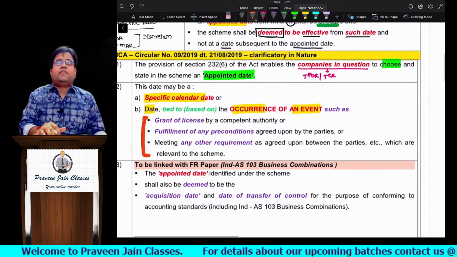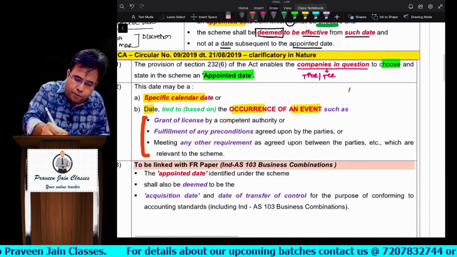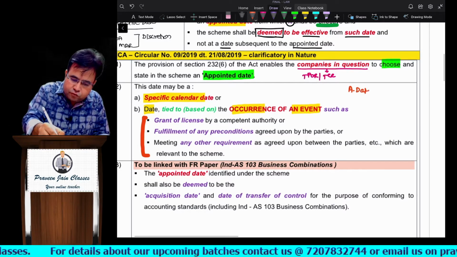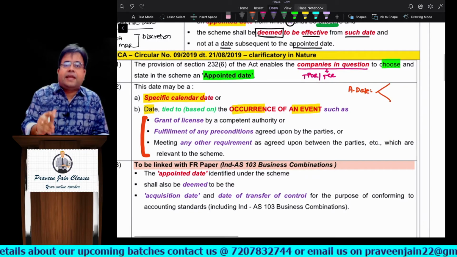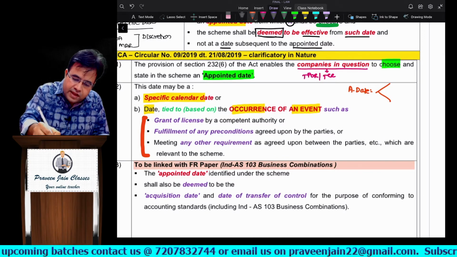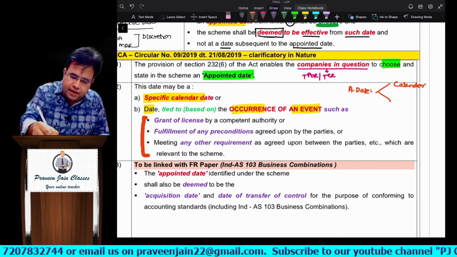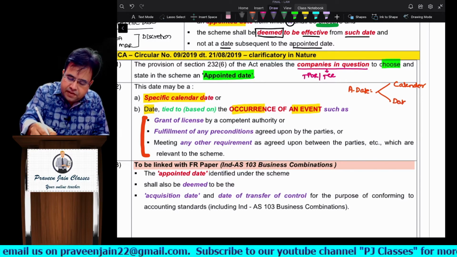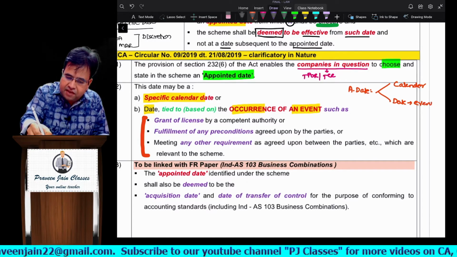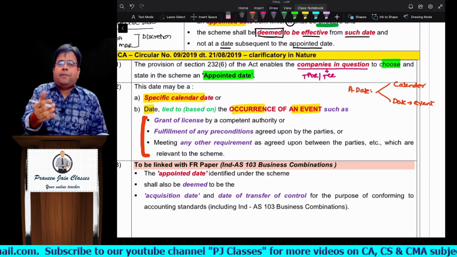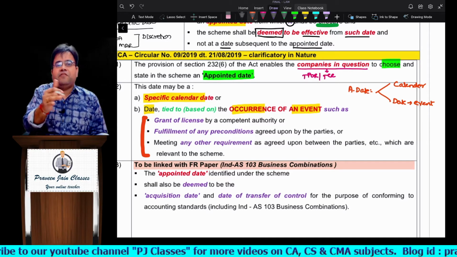So right now, what is the understanding we have got, sir? The appointed date which parties have to choose, that appointed date can be either of the two, sir. What? It can be a specific calendar date, or it can be a particular date which is based on a particular event, sir. Event meaning on the happening of a particular thing, that scheme will become effective, sir.